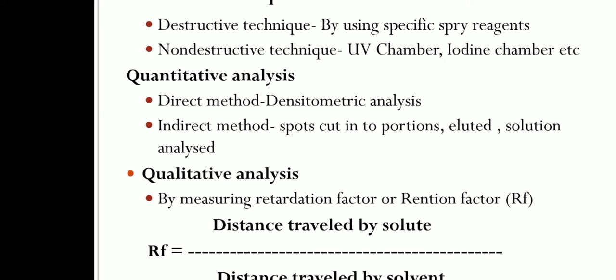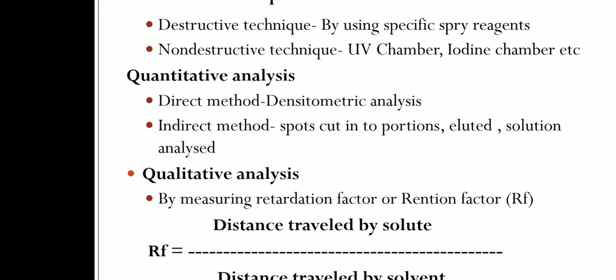Then next, about the analysis. Both quantitative and qualitative analysis are possible by this paper chromatography. For quantitative analysis, there is a direct method and an indirect method. The direct method is by densitometric analysis.